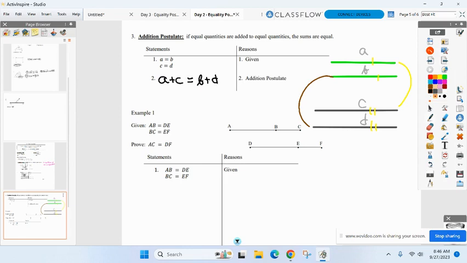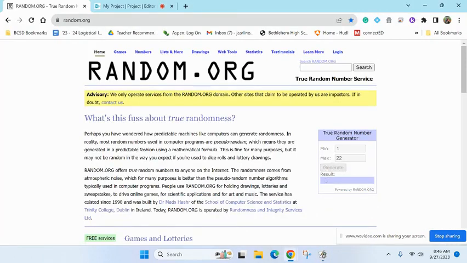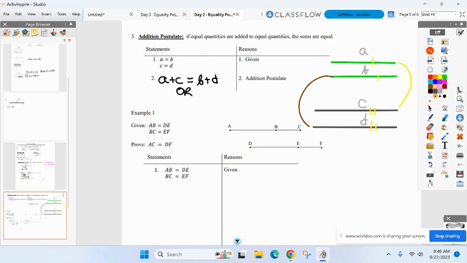I'm not done. Give me another statement right below it that would also be true if I added them together. If I added A and C together, that's the same as B and D, but what other pairs together would still be equal? Dylan, what do you got for me? A plus D is the same as if I added what? B plus C. Perfect.